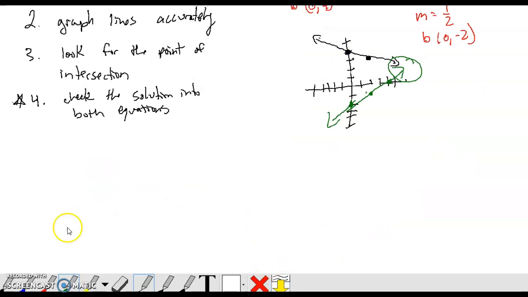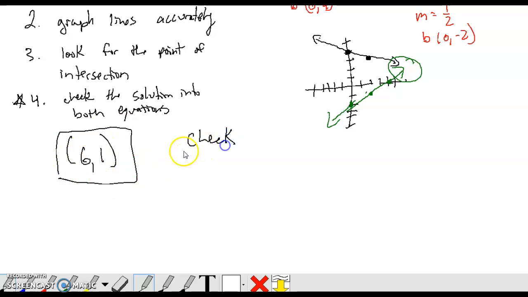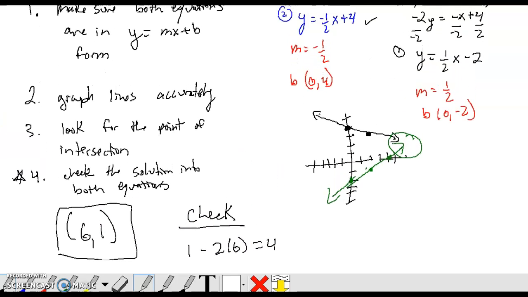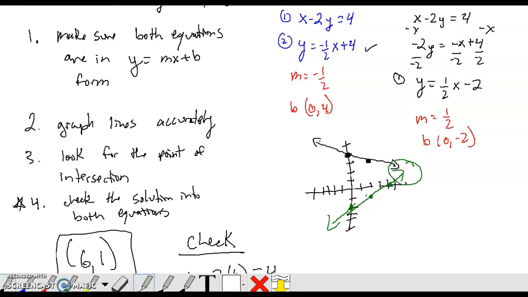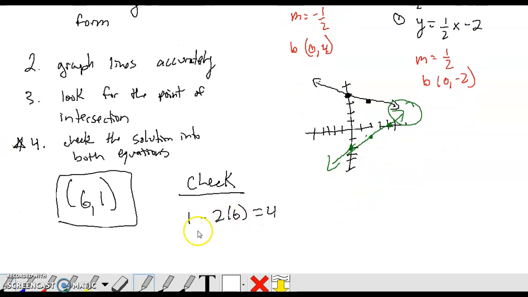So let's go ahead and test it out. So our solution was 6, 1. So that is our answer. So let's do a quick little check. So 1 minus 2 times 6 is equal to 4, because that should be the same equation. So 1 minus 2 times 6 is equal to 4. Beautiful. And then let's check this out.